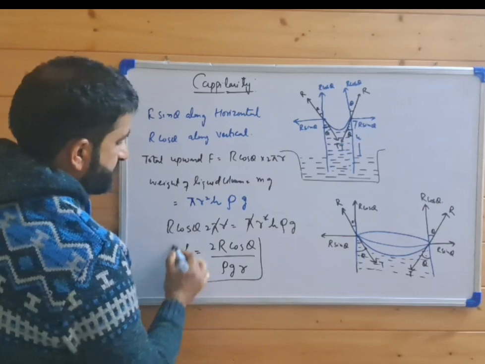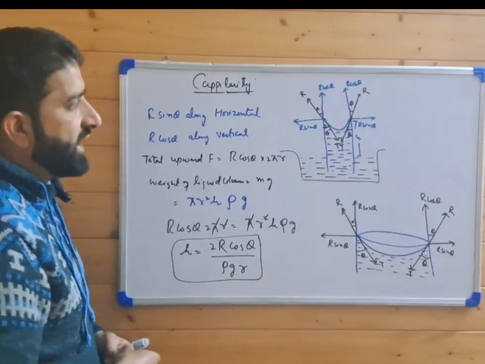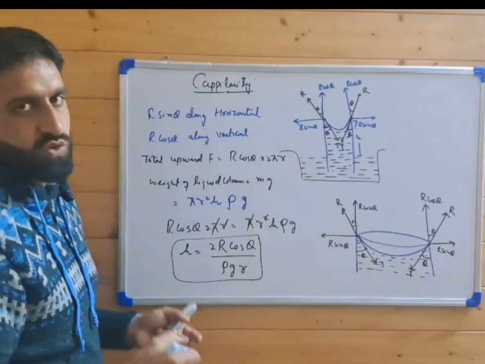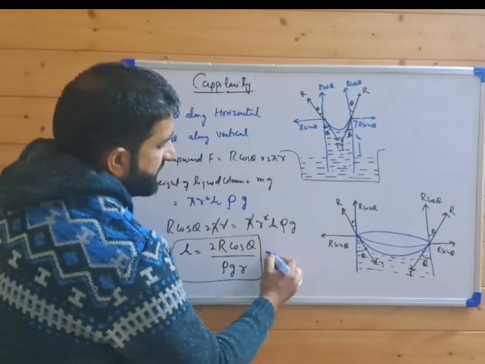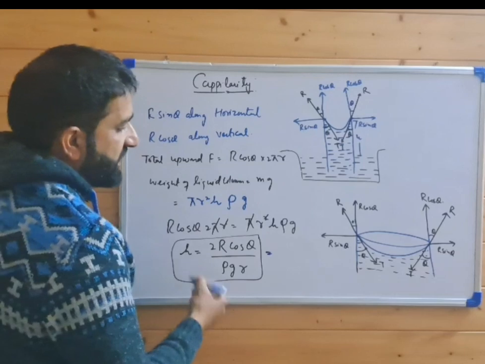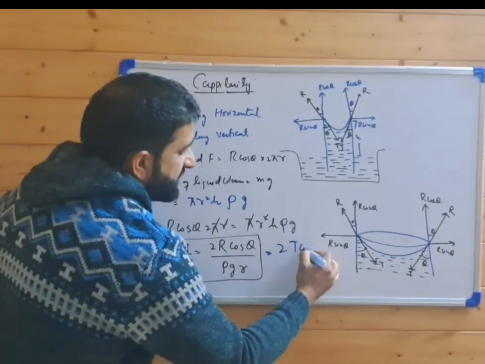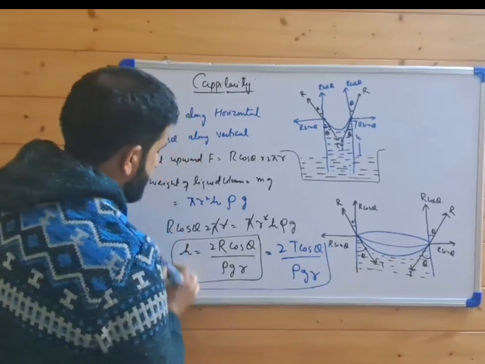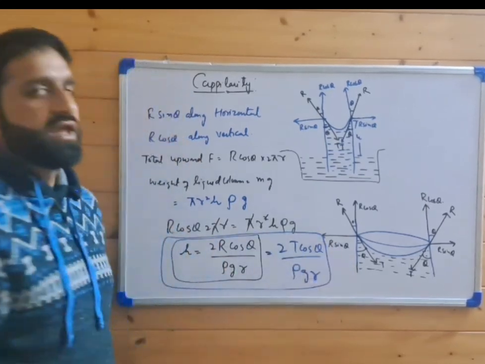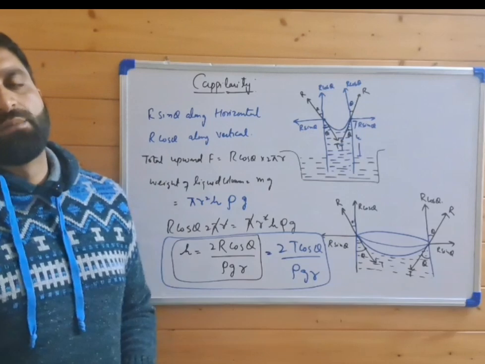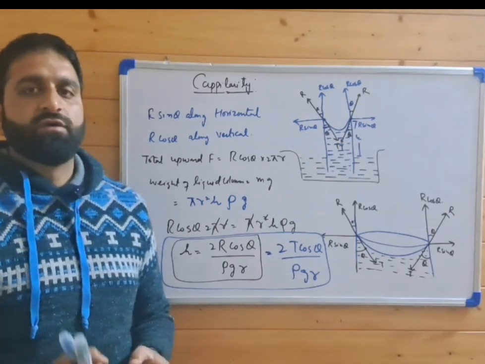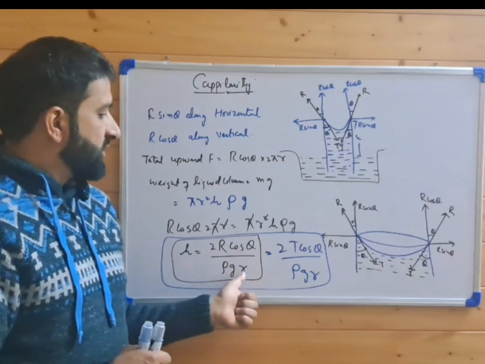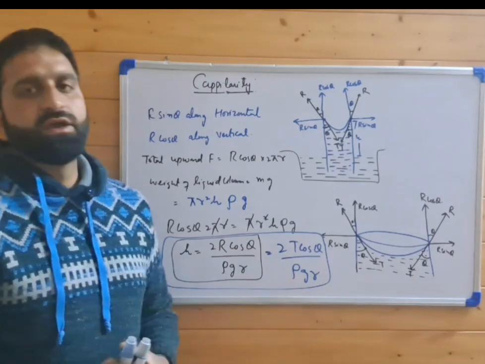We also know that this is the reaction force and that it is equal and opposite to T, so their magnitudes are the same. So we can also say that the height of the liquid column is 2T cos theta by rho g into r. This is the ascent formula of a liquid in a capillary, when the liquid is of wetting type like water. The height is equal to 2R cos theta by rho g r, or 2T cos theta by rho g r.